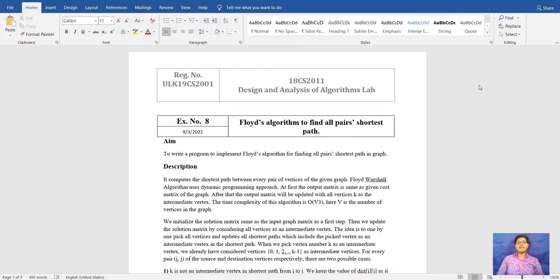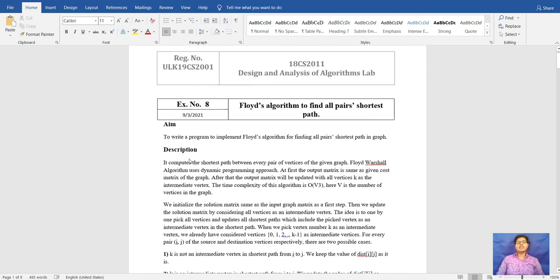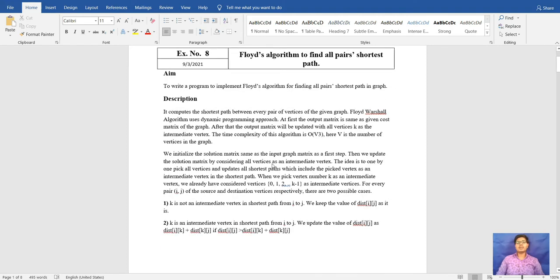My name is Arshal and this is Design and Analysis of Algorithm lab experiment number 8, Floyd's algorithm to find all pair shortest path. This algorithm is about the shortest path between every pair of vertices of the given graph. The Floyd Warshall algorithm uses a dynamic programming approach.